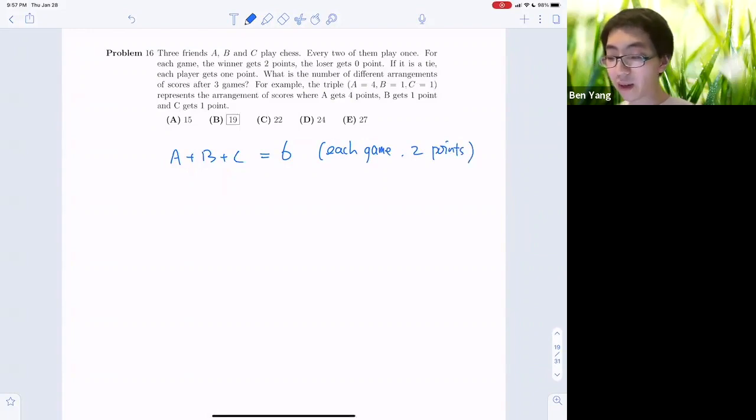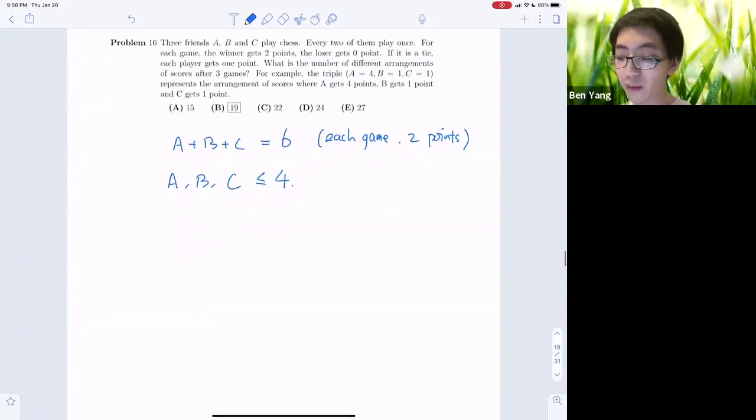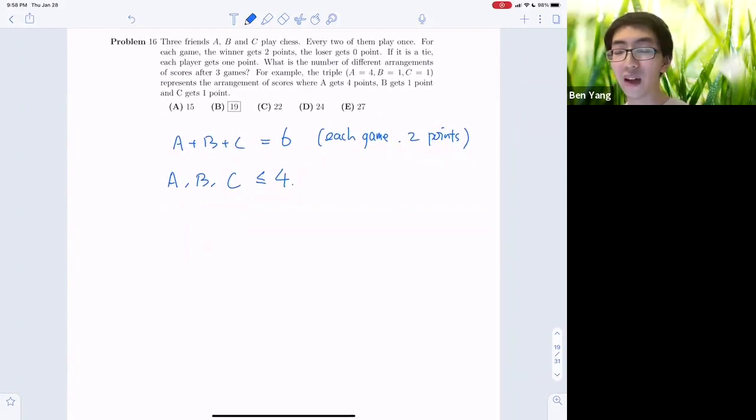All right, and then we also know that since each of them only plays 2 games, that means the maximum they can get is just 4 points. You cannot get 5 points or 6 points. So we know that A, B, C, all 3 numbers are at most 4. All right, so with those 2 conditions, let's see what different arrangements we can have. So we can do some casework here.